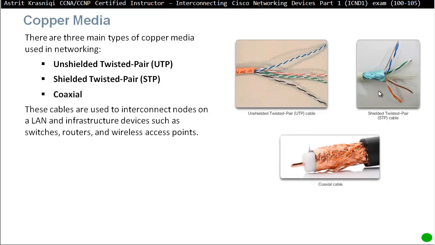One of the old cables that we had is coaxial. They are not that much used anymore, but if you have satellite TV, most likely there will be a coaxial cable at the back of it. These cables are used to interconnect nodes or end devices on a LAN and infrastructure devices such as switches, routers, and wireless access points.